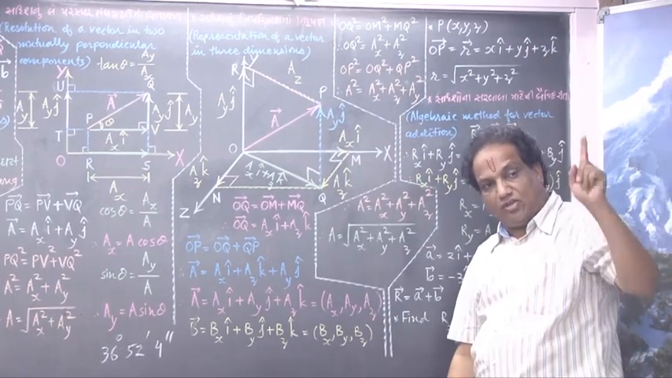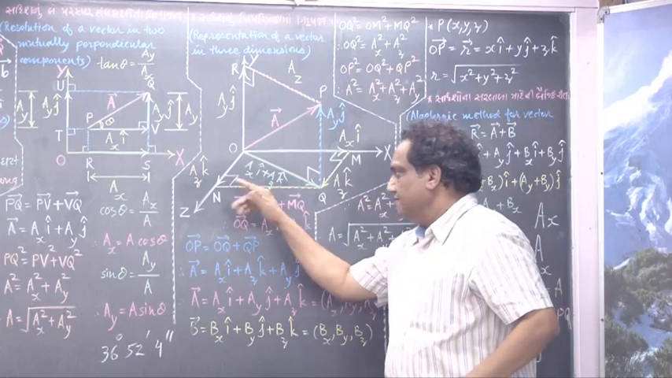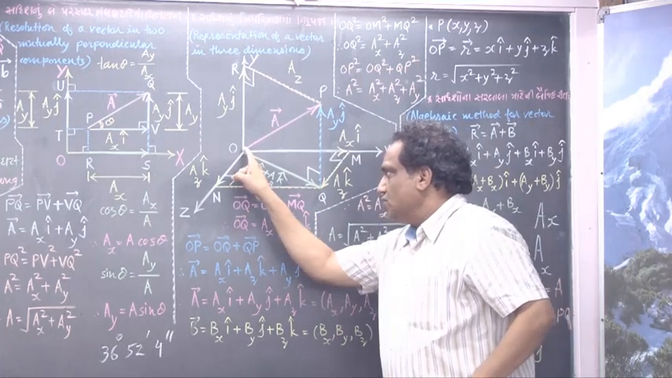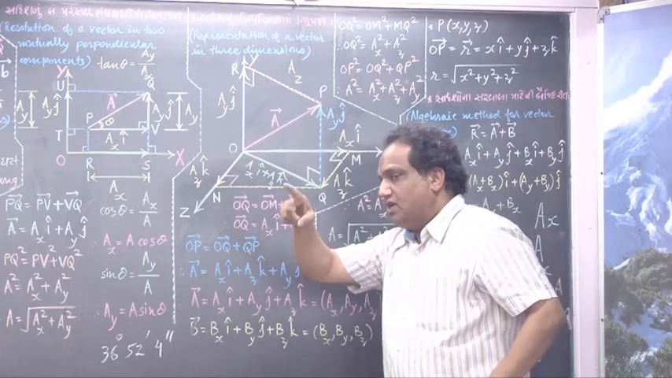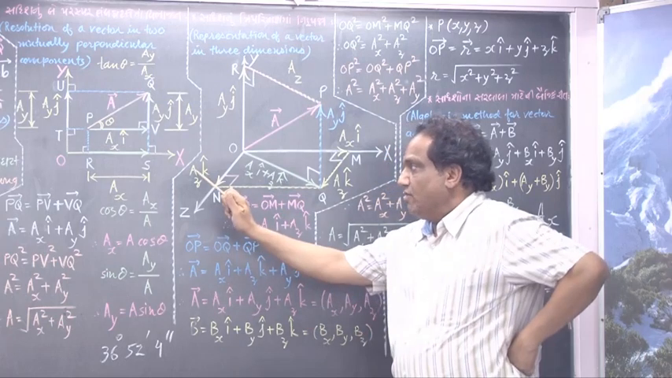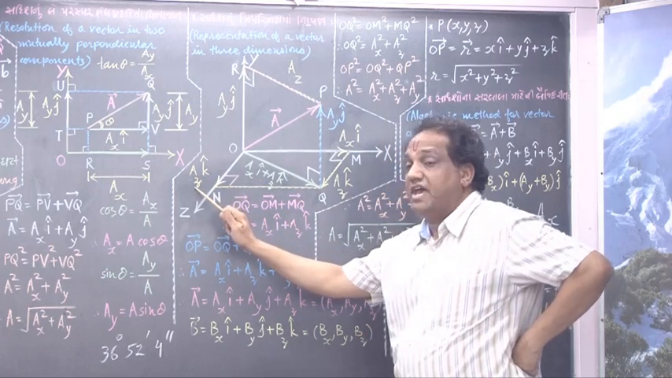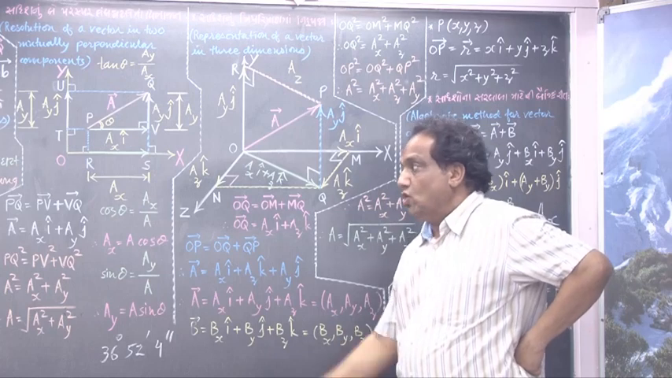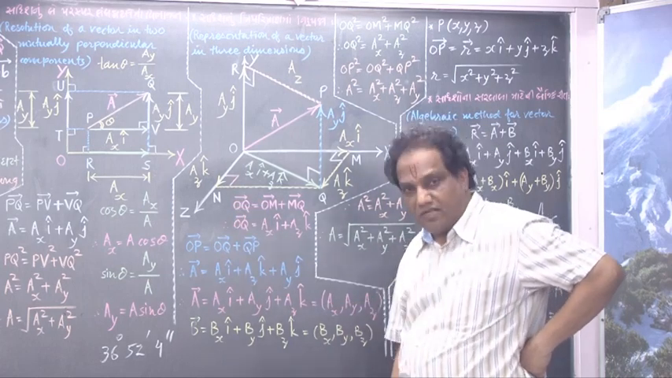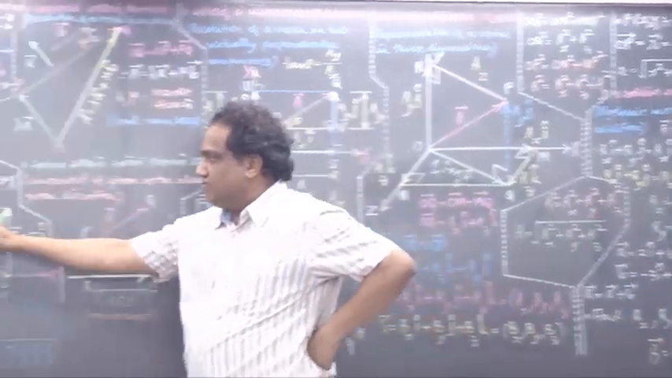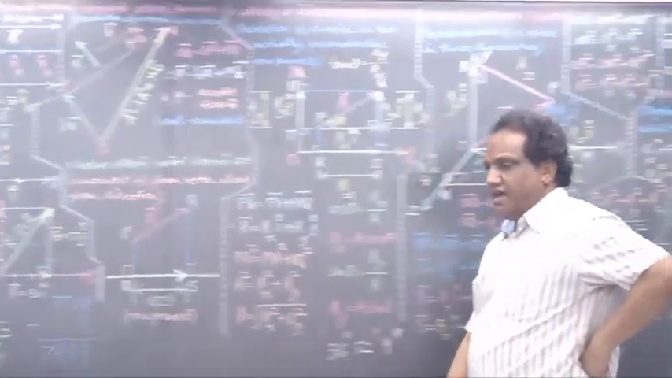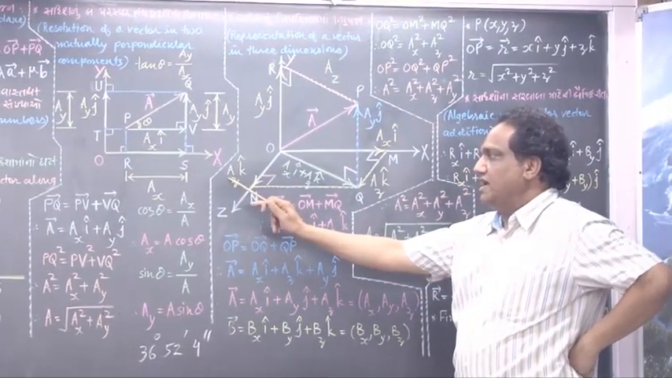Now draw a perpendicular on the z-axis. So this much will give you what? The z component of vector A. Show it by the symbol AZ. The vector equals magnitude multiplied by the unit vector along the z-axis. What was it? That's why I've written here AZ K hat.